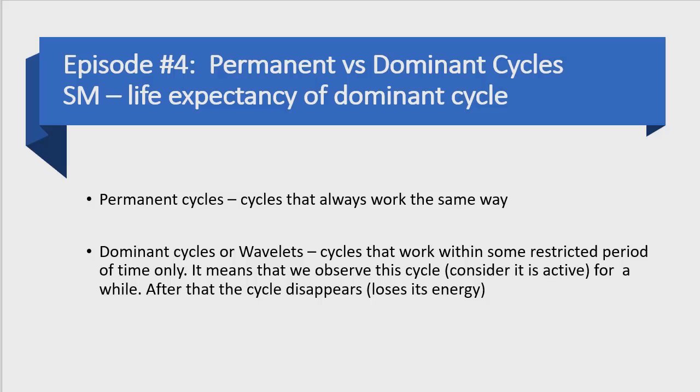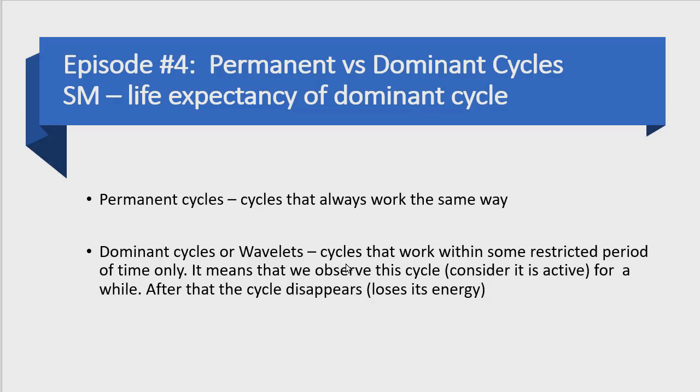In this episode, I will explain the difference between permanent and dominant cycles, or wavelet cycles. You see permanent cycles. These are cycles that work always the same way. For example, they work the same way now as they worked, for example, 100 years ago. Dominant cycles or wavelet cycles. This is another story. This is a cycle that works only within a restricted period of time.